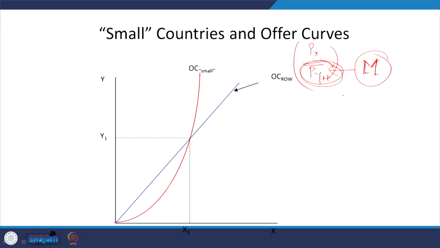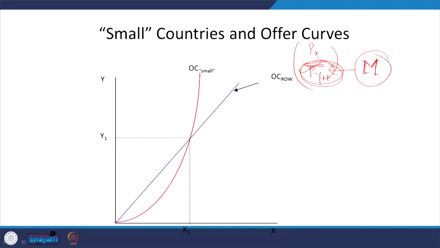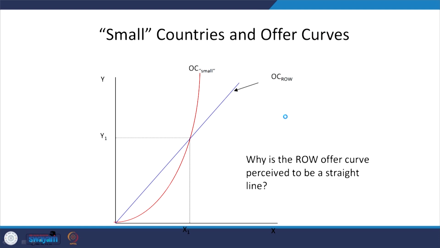So, when a tariff is imposed on imports by a very small country, let it be Nepal, it is not going to impact the price terms of trade, because the import prices are not going to change. Since they are trying to change Py but it is not going to change, the whole equation will be constant, the whole index will be constant. Therefore, the world price terms of trade is going to be constant. So, why is the rest of the world offer curve perceived to be a straight line? This is one of the reasons behind it.